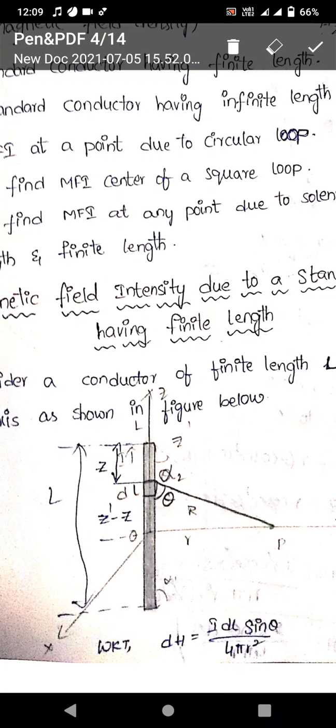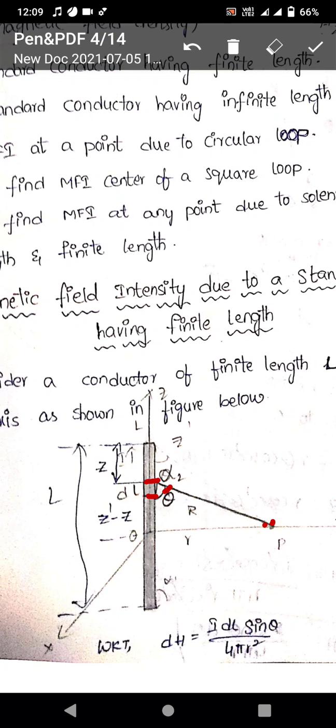We assumed a conductor of length L, and since it is on the z axis, assume that it is the z axis. A small portion of length dl we assume. A point P is located somewhere in the x-y plane. Assume the angle it makes is theta, because dH is proportional to sin theta. Now the height of the point dl from the top is z.